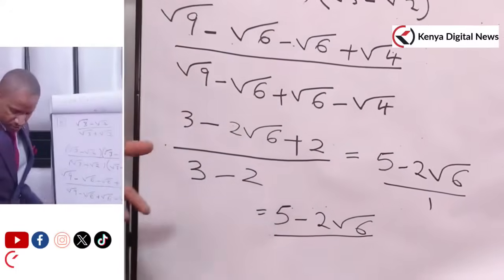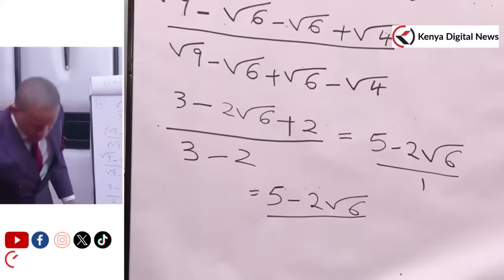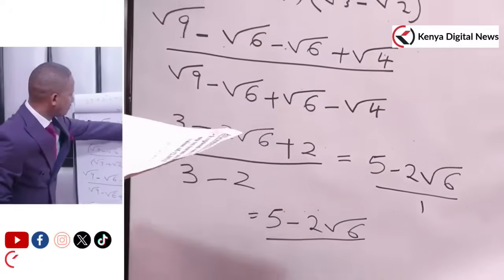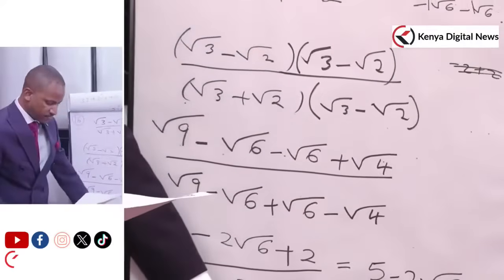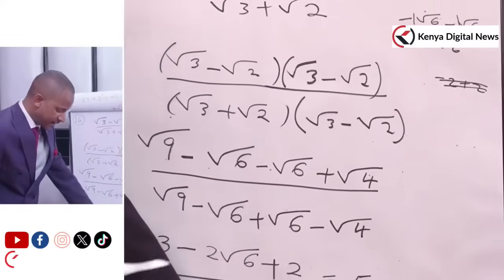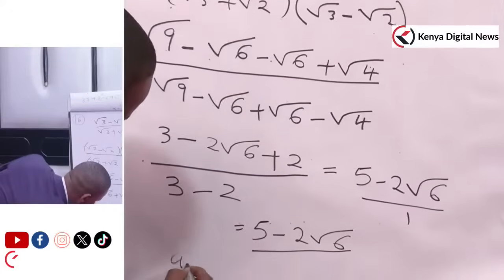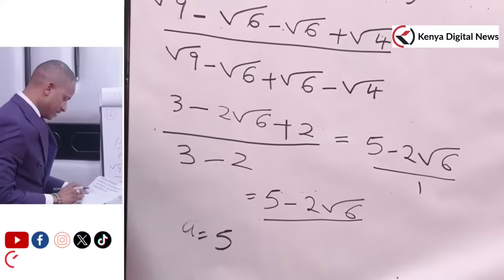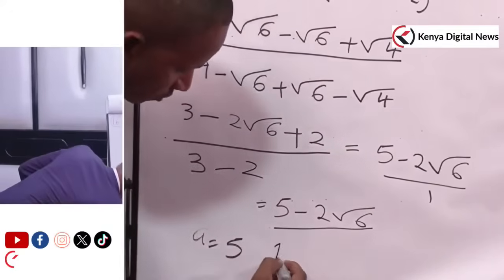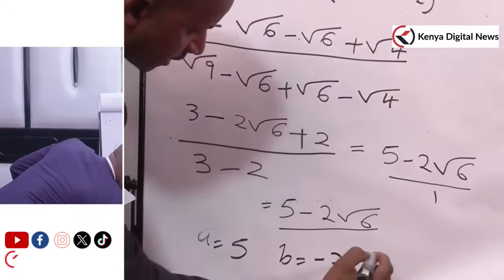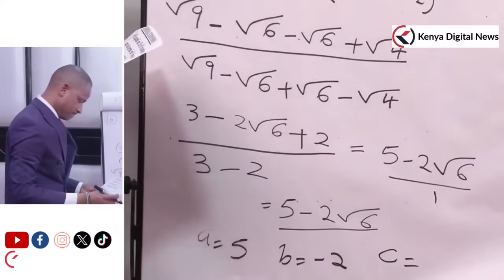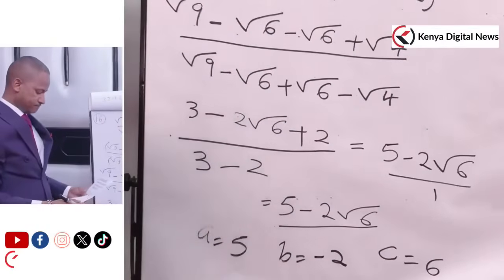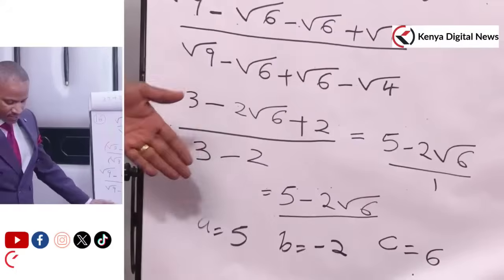But you've been told that you're giving your answer in the form of A plus B root C. This is in that form where A, B and C are integers. So our A is what? 5. You can state them. Our B is minus 2. And our C is 6. So this is our answer.